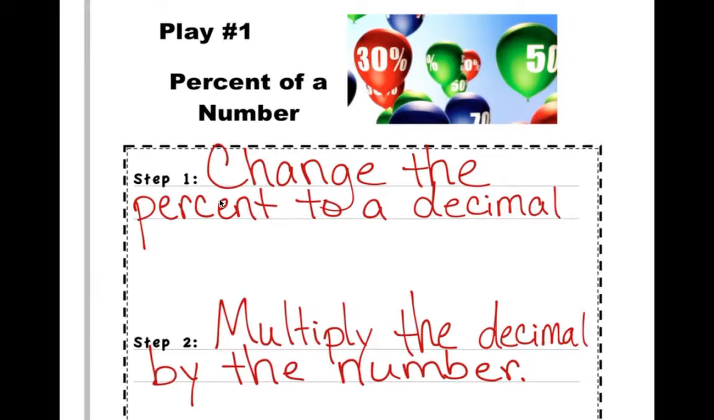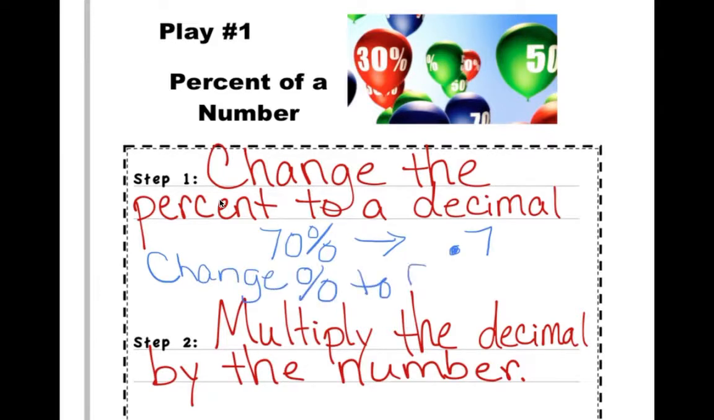Okay, so for example, let's write down a percent, like if it was 70%. You know to drop the percent sign and move the decimal to the left 2 places. Okay, so it becomes 0.7. Okay, we go from P to D. That is one way. Or if you prefer, you can always change percent to fraction. Okay, either way.